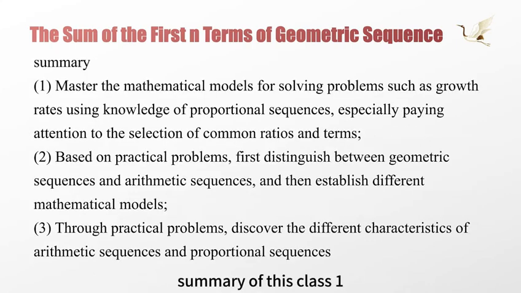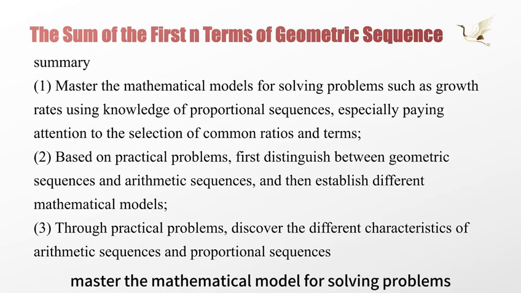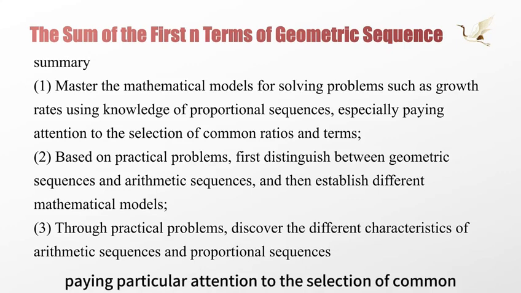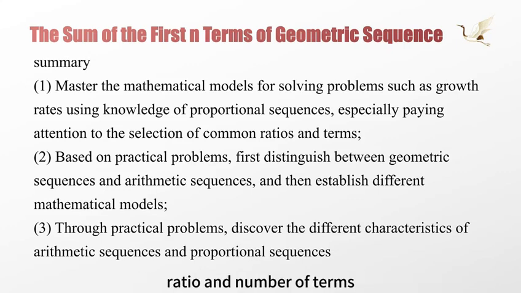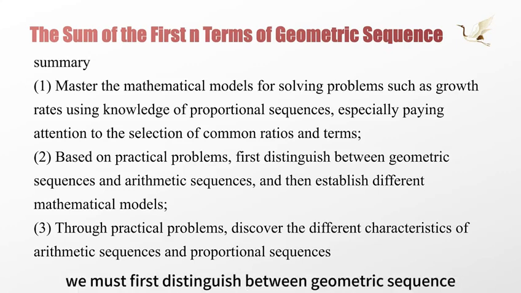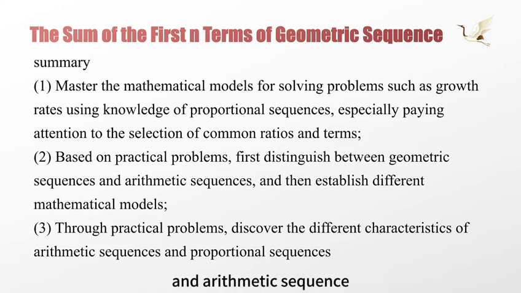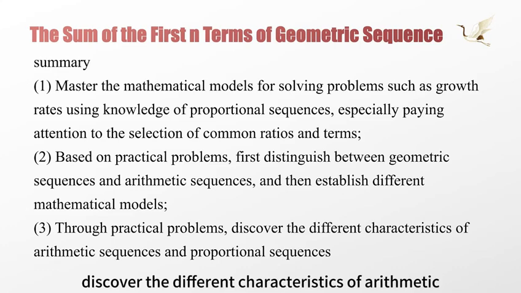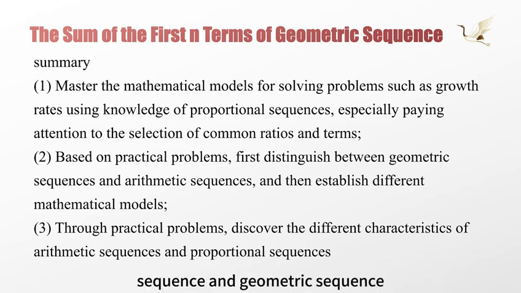Summary of this class. 1. Master the mathematical model for solving problems such as growth rates using geometric sequence knowledge, paying particular attention to the selection of common ratio and number of terms. 2. Based on practical problems, we must first distinguish between geometric sequence and arithmetic sequence, and then establish different mathematical models. 3. I hope everyone can discover the different characteristics of arithmetic sequence and geometric sequence through practical problems.